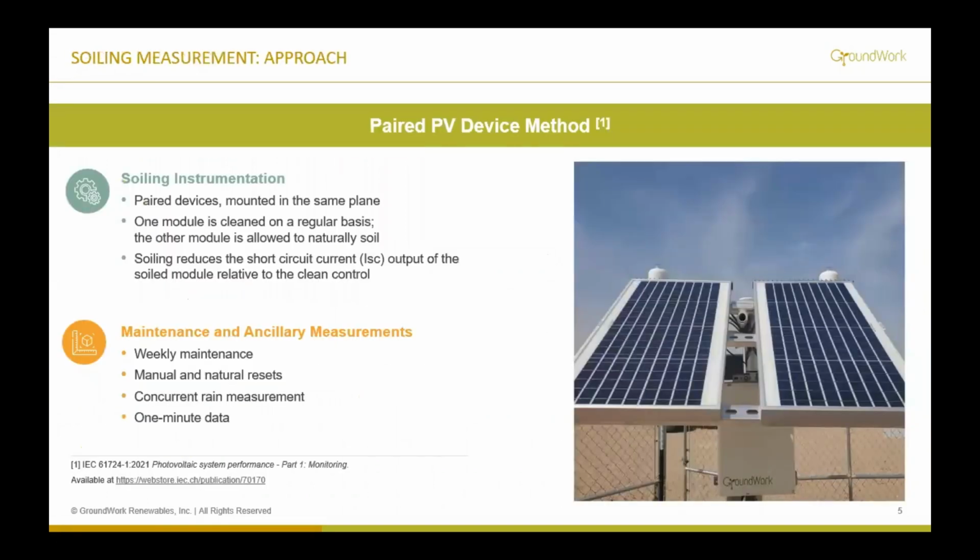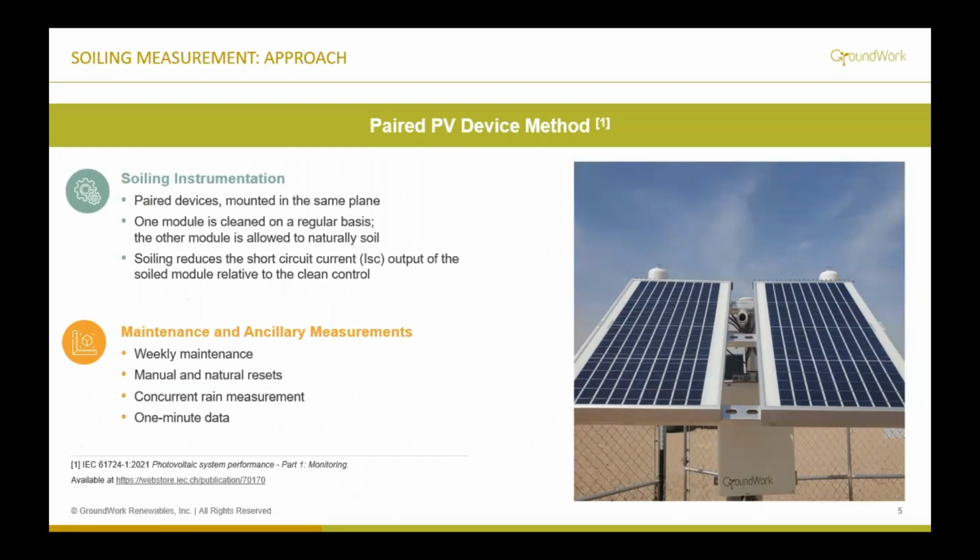So just a quick review of how soiling is measured. The industry standard method is this paired PV device method. We have a matched set of 2 PV modules. In resource assessment, we use mini modules like the ones that you see in this picture. The modules are installed side by side at a fixed tilt, and one module is kept clean while the other module is left to soil naturally. Soiling reduces the amount of sunlight that's able to reach the module, and so that reduces the short circuit current output. And when we compare the short circuit current output of the soiled module to the clean, that gives us a measure of the extent of the soiling.